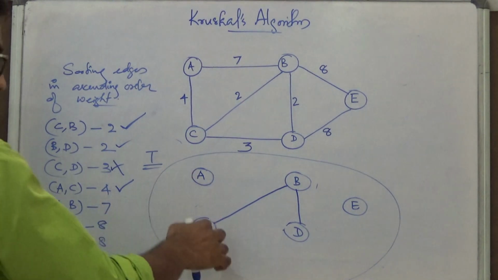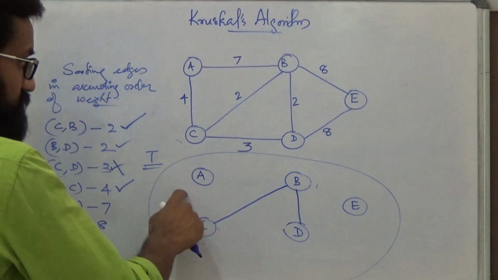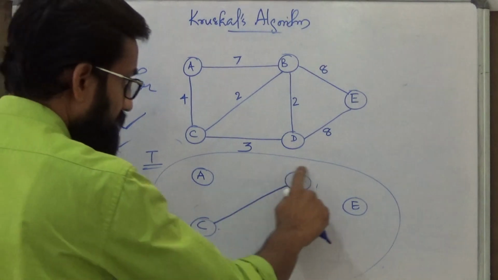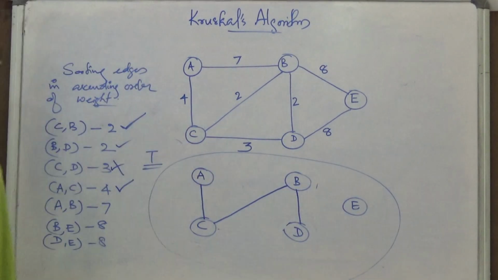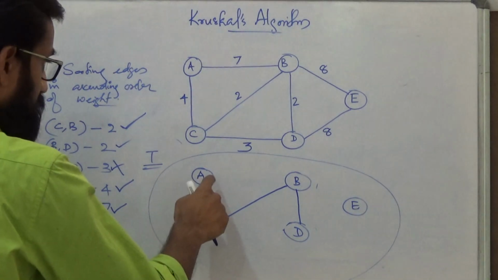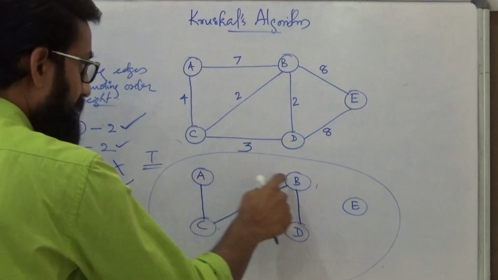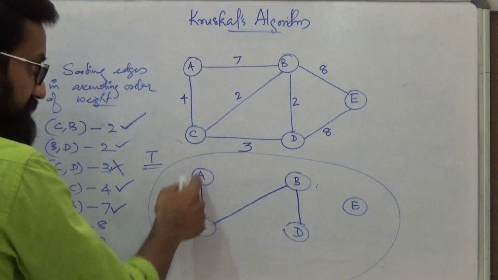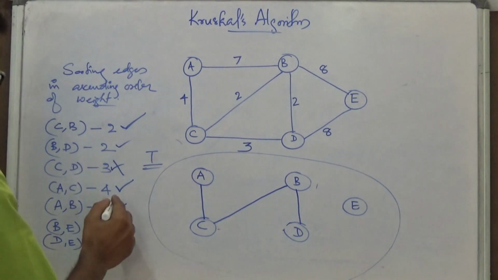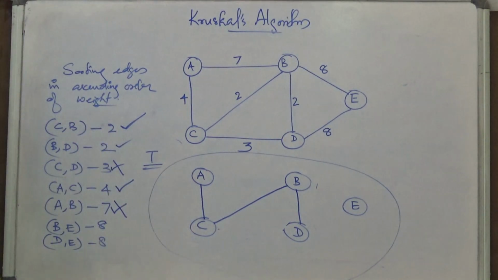So you will be checking whether A and C lie in 2 different components. So A is in this component and C is in this particular component. So AC is a safe edge. Now you will be taking AB. If I check, A and B lie in the same component, in the sense B is reachable from A. So this edge is not a safe edge.